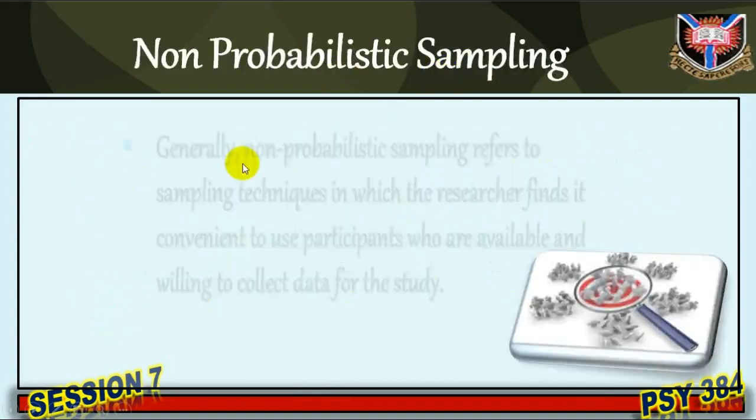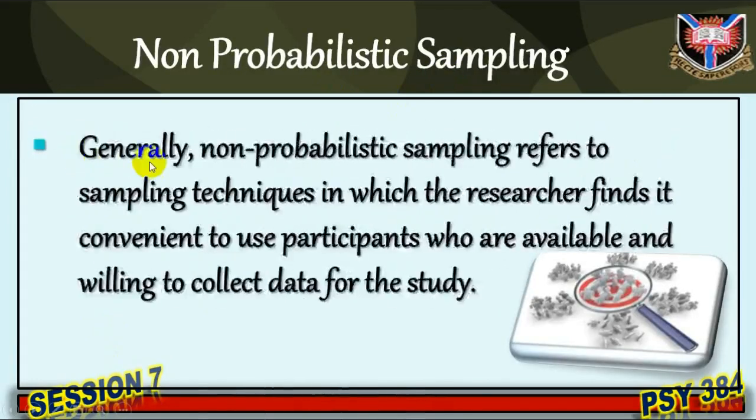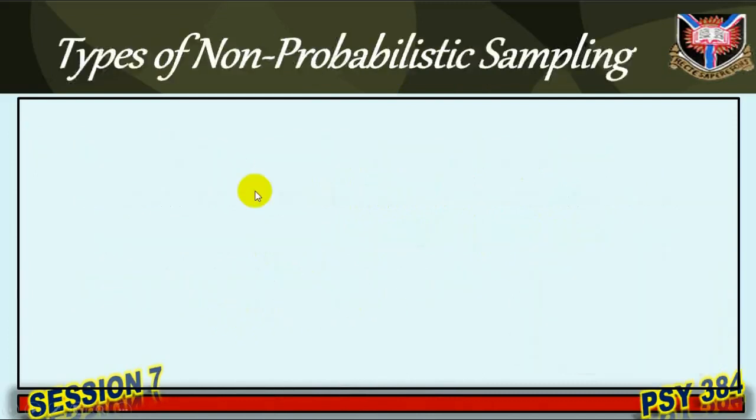Non-probabilistic sampling. Generally, non-probabilistic sampling refers to the sampling techniques in which the researcher finds it convenient to use participants who are available and willing to collect data for the study. Types of non-probabilistic sampling.